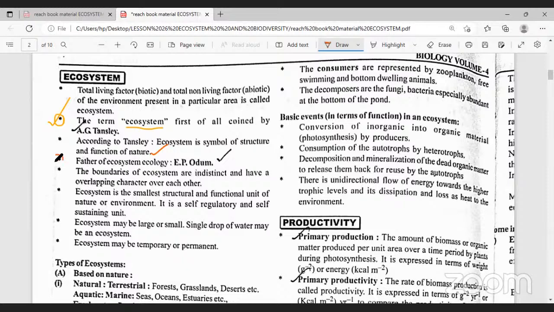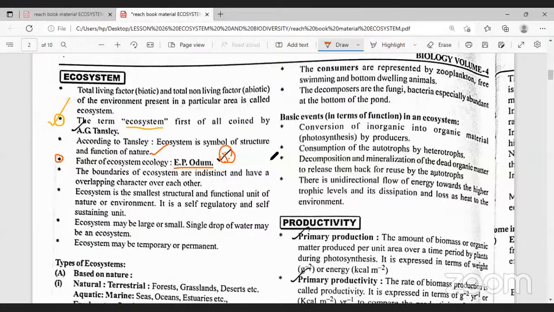Who is the father of ecology? E.P. Odum. Don't forget, my dear student. This is also a very, very important question. So many times they have asked this question. E.P. Odum. And the next: the boundaries of ecosystems are indistinct and have overlapping characters over each other.